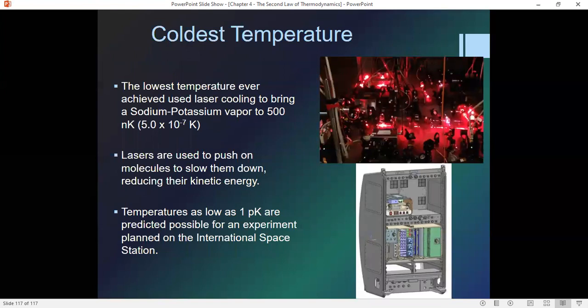I think they actually got a little bit lower than this. The lowest temperature ever achieved using laser cooling brought sodium potassium vapor down to about 500 nanokelvin. That's 5 times 10 to the minus 7 Kelvin. Temperatures as low as 1 picokelvin are predicted to be possible if we do this in a non-gravitational state. So we can get real close, but the third law of thermodynamics says you ain't never getting to 0 degrees Kelvin. You will never be able to remove all the thermal energy.